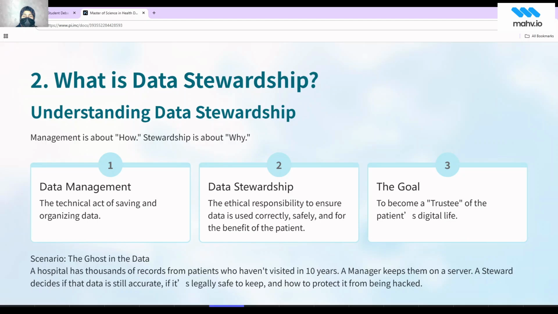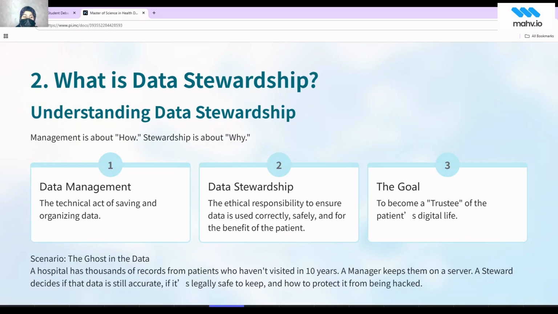So, what is data stewardship? Data management is about how, and stewardship is about why. Data management is the technical act of saving and organizing data. Data stewardship is the ethical responsibility to ensure data is used correctly, safely, and for the benefit of the patient. And the goal is to become a trustee of the patient's digital life.